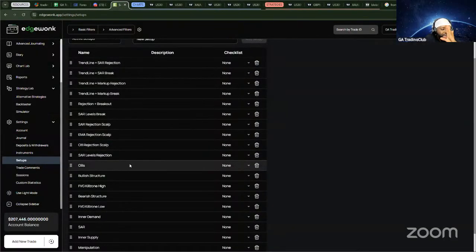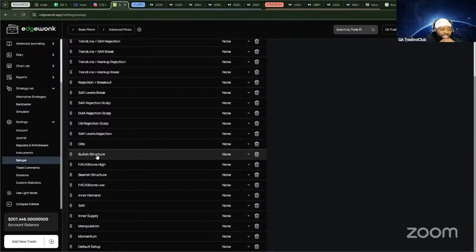Order blocks. I haven't traded order blocks. If you guys remember way back when we used to trade order blocks, we used to divide the order block into two, entering at the high, the middle, and the low. I don't trade that anymore. Bullish structure. This is one of the strategies you don't need an indicator for. It actually has a pretty nice win rate, but sometimes there are fake outs. I'm more of an indicator trader myself, so I don't really like naked charts.